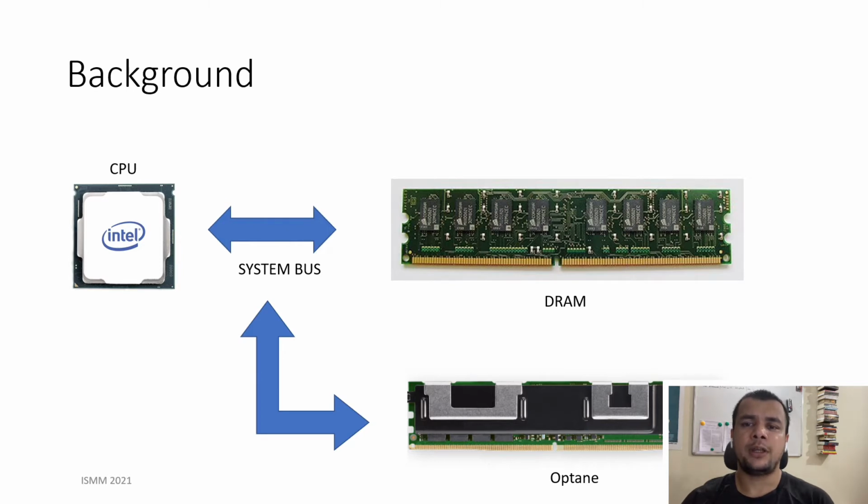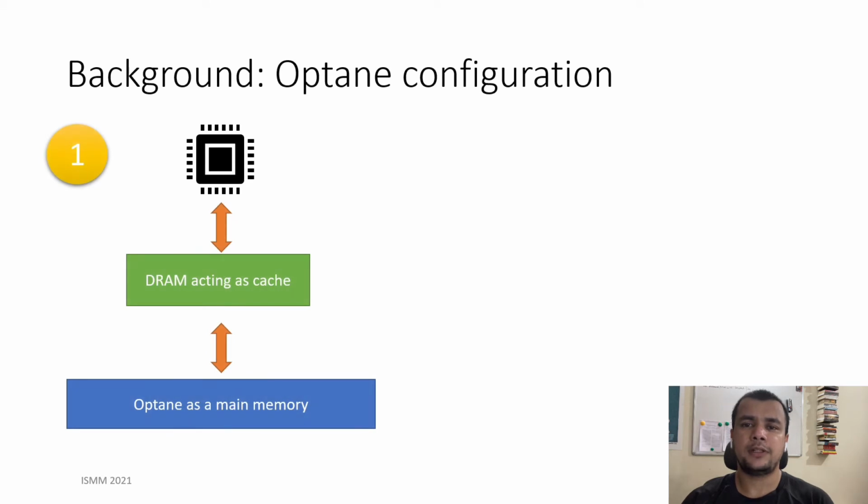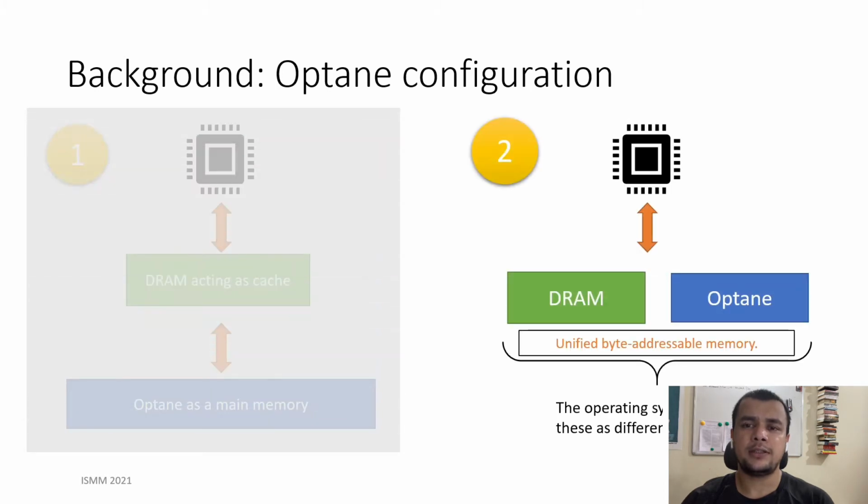Optane memory can be configured in two different settings. In the first setting, DRAM acts as a cache and Optane as the main memory. This is completely managed by the hardware. In the second setting, DRAM and Optane are presented as a unified byte addressable memory. Here, the data placement is under the control of the system software. This allows for an opportunity to efficiently manage the data.